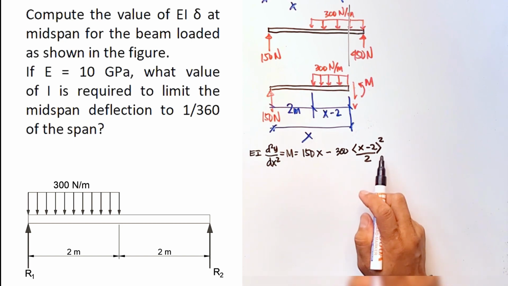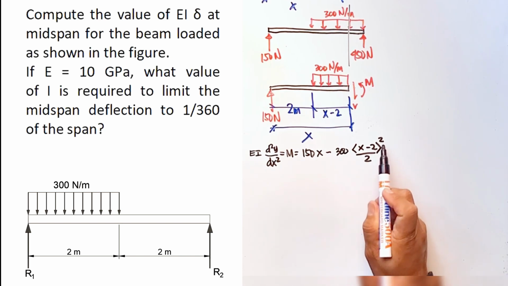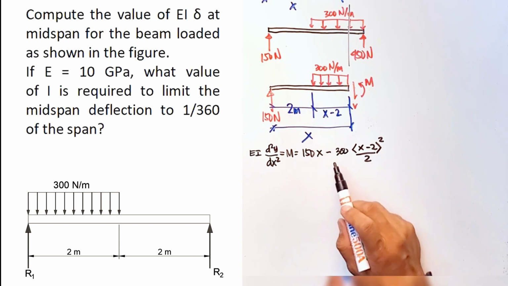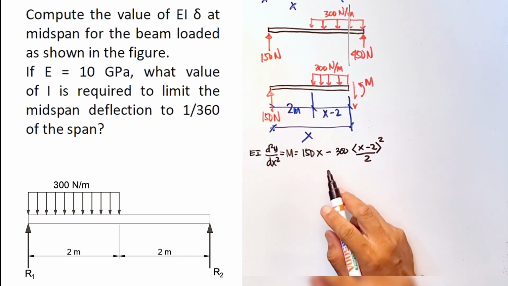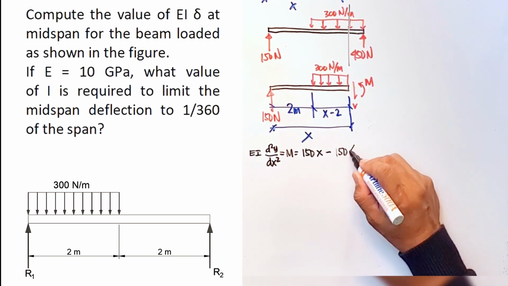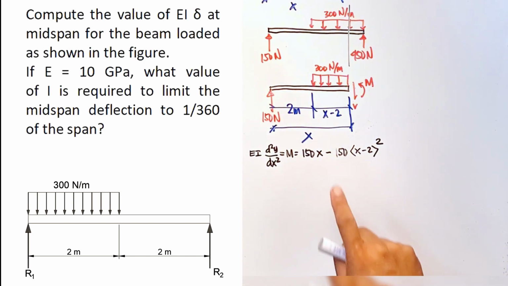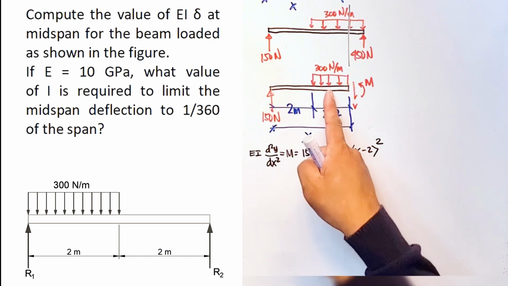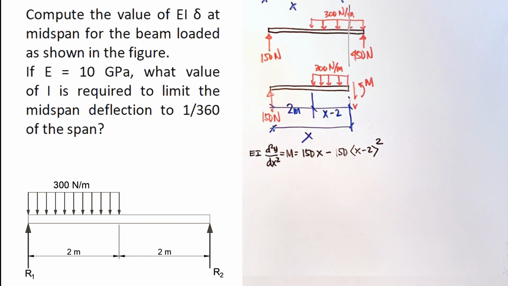This pointed bracket only means that if what's inside is less than 0, we will neglect the whole term that contains this bracket, or just consider it as 0. In that way, the moment equation will be applicable to all segments of the beam. 300 over 2, let's just write 150 times x minus 2 square. Because that's 300 times x minus 2 times 1 half of x minus 2. So x minus 2 square over 2, 300 over 2 is 150.